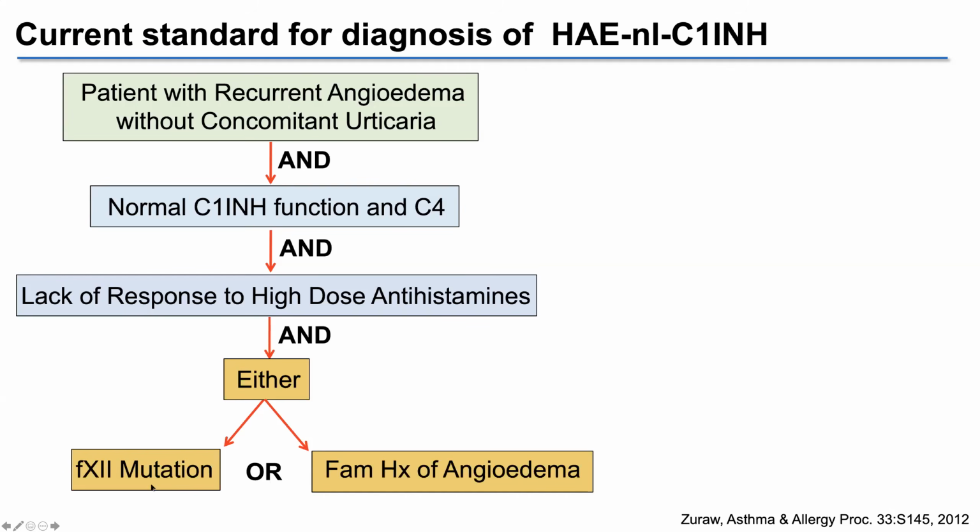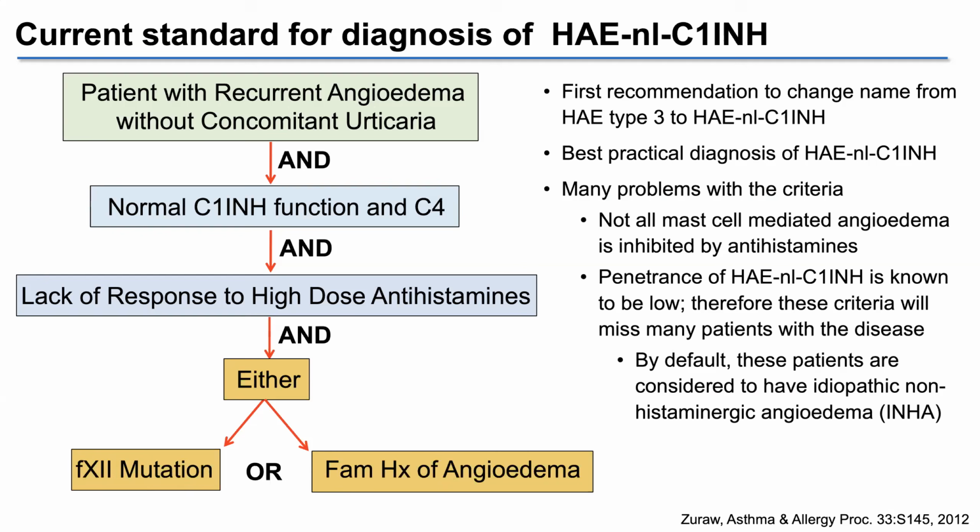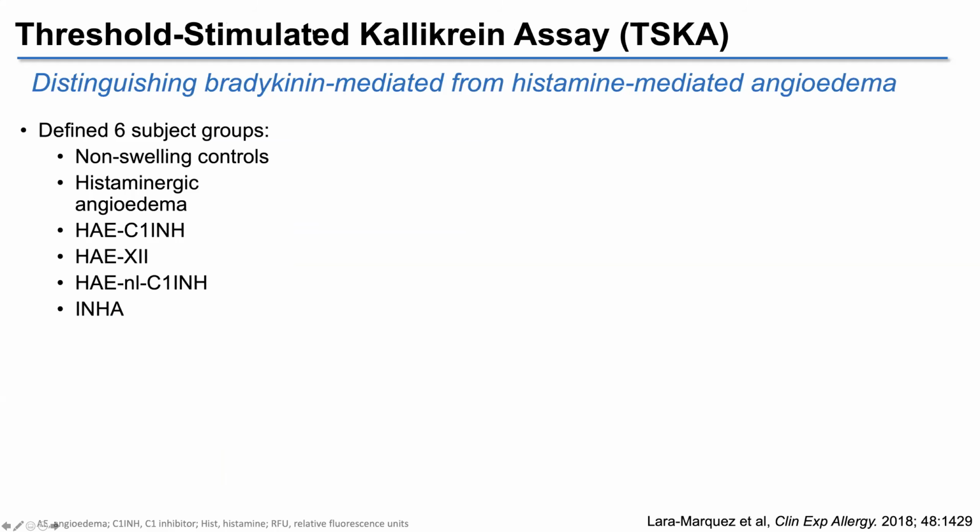Most clinicians don't have the ability to look for these mutations, and I've already told you the penetrance is low, so the family history is tough in these patients. So we think that we miss a lot of patients or misdiagnose patients, and we really do need a better test. So we tried to make a test that would distinguish it.